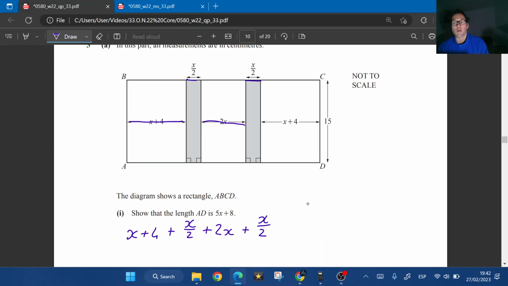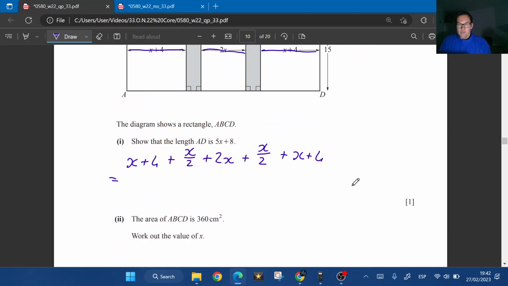What does x over 2 mean, by the way? It means x divided by 2. It means a half x. And then x plus 4. Okay. Now, I'm going to go back to this x over 2. We can also write it as a half x. It's the same thing. Because you divide something by 2, you times it by half. So what's a half plus a half? 1, of course.